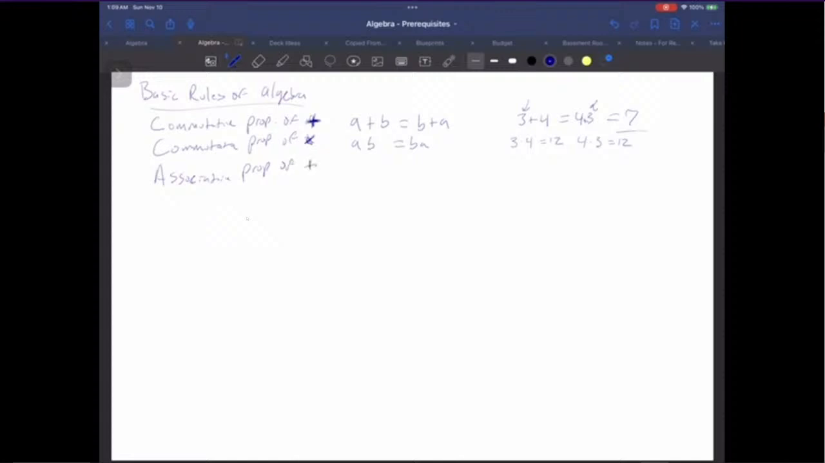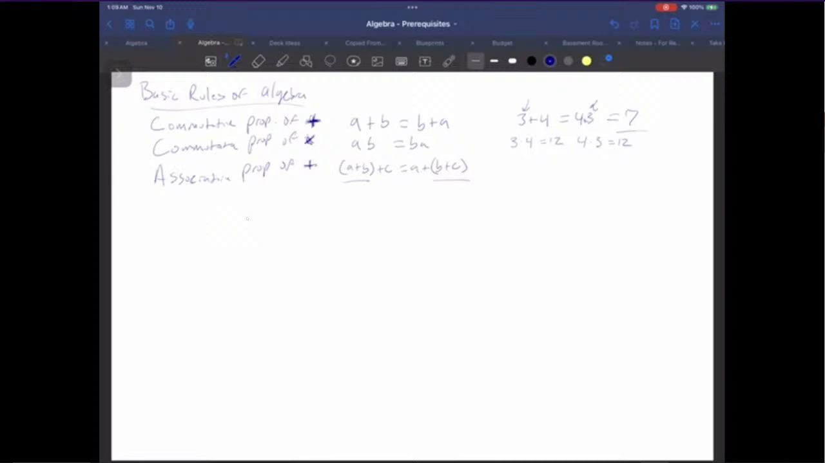Of addition. That says that A plus B plus C is the same as A plus B plus C. I know that sounds weird, but the way you'll normally hear teachers refer to it is the quantity A plus B plus C is the same as A plus the quantity B plus C. The quantity being what's in the parentheses. I kind of group them together in speed. So A plus B plus C is equal to A plus B plus C.